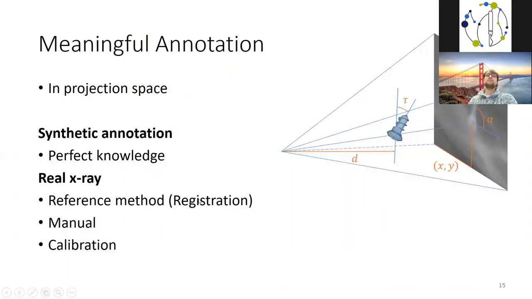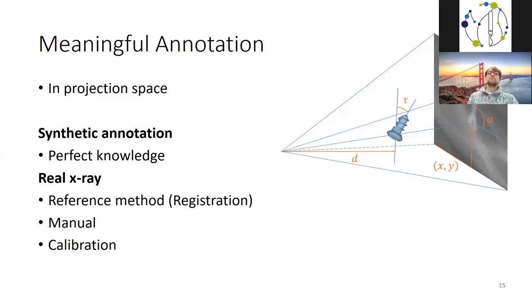So going back to what we were looking at in terms of annotation, obviously in the end we want to know the position with respect to the patient. But this is really difficult to do in many ways. So the best way to actually work with this is to do it in the image space, we found.